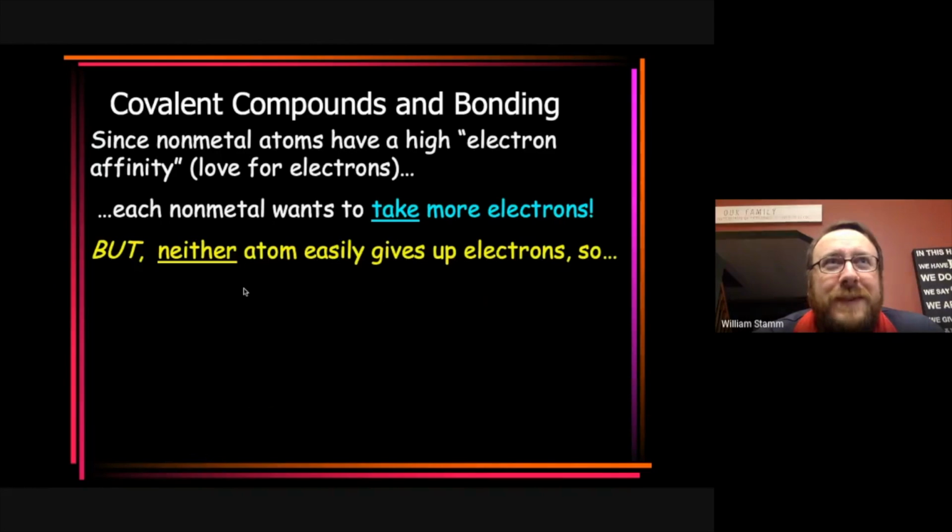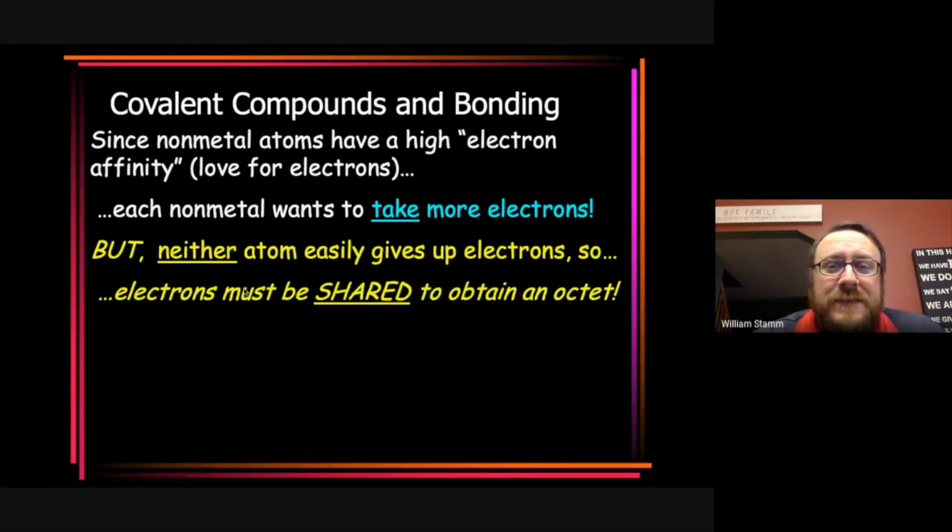Since they both want them, they're not going to give them up very easily. If two people don't want to give up something, the best solution is to share it. And that's what happens with covalent bonds. The electrons involved are shared by both elements in the bond. If they're sharing these electrons, they're always trying to get enough electrons to obtain that stable octet, those 8 valence electrons that we talked about throughout the last couple chapters.